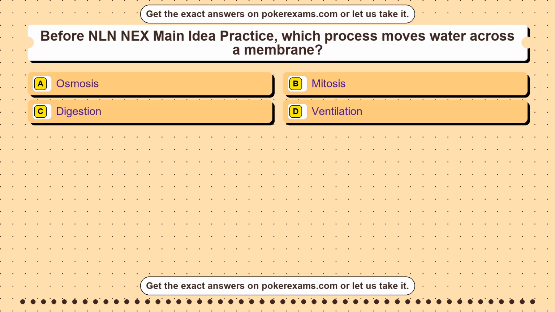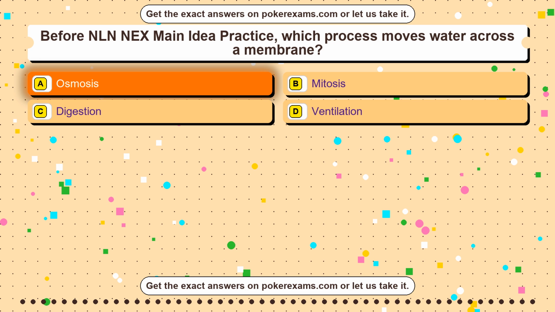Question 25. Before Get History Practice Test, which point is on the y-axis? Option A, 0, 5. Option B, 5, 0. Option C, 3, 2. Option D, 4, 4. The correct answer is option A, 0, 5.